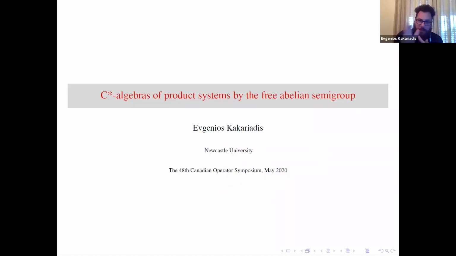My talk is about C*-algebras constructed from product systems. Before I start with what happens in the free abelian semigroup case, I have to go through what happens with the one variable case and with C*-correspondences. So apologies to people who already know this. I'm going to go a little bit fast.